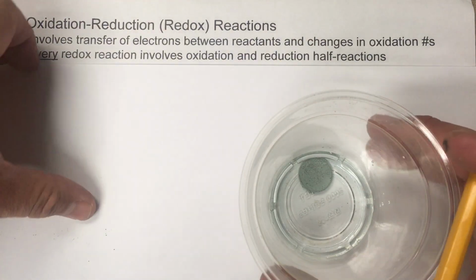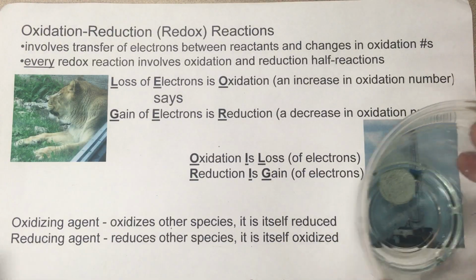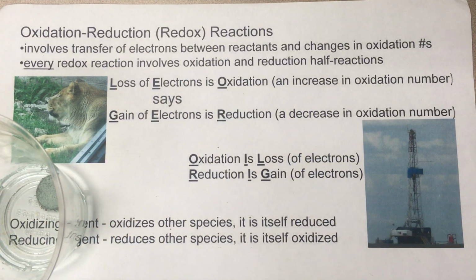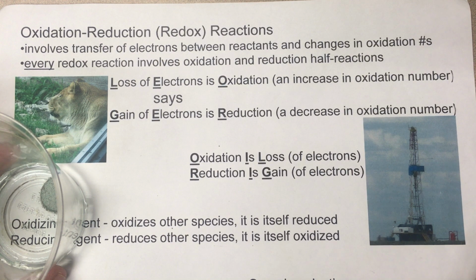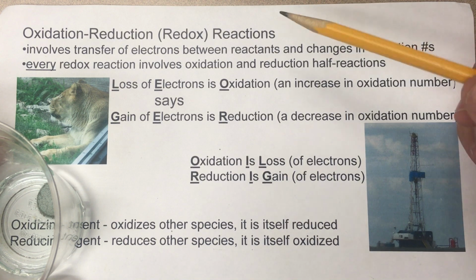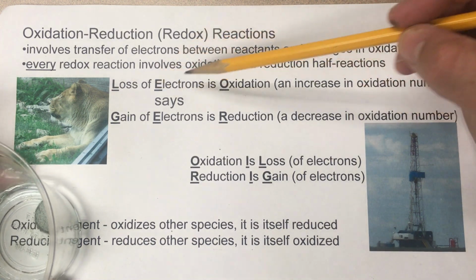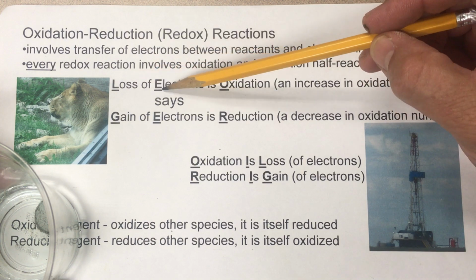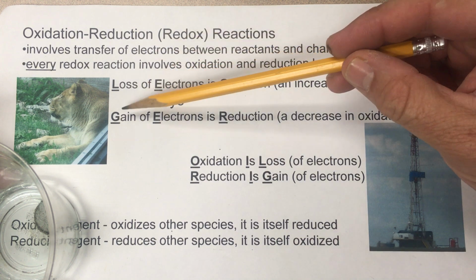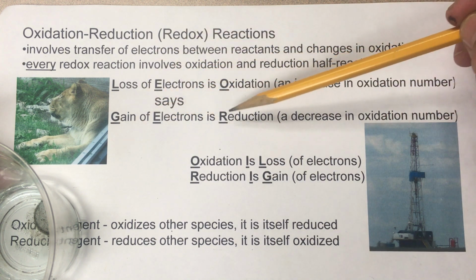So we're going to talk about this a little bit more here. One of these species is losing electrons, and one of these species is gaining electrons. There are a couple of mnemonics we can use to work this out. There's the mnemonic LEO says GER. LEO is loss of electrons is oxidation. That will be an increase in oxidation number. And GER is gain of electrons is reduction.